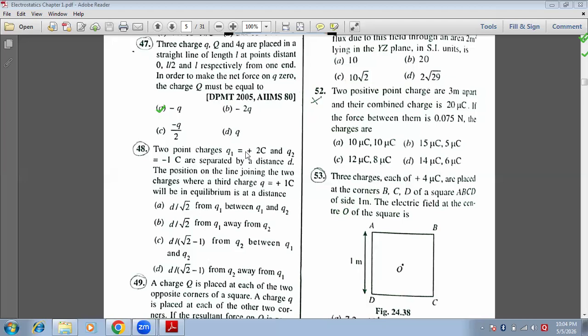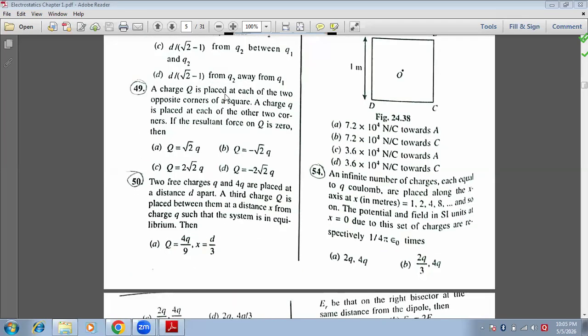Two point charges Q1, plus 2 Coulomb, and Q2, minus 1 Coulomb, are separated by a distance D. The position on the line joining the two charges where a third charge Q, plus 1 Coulomb, will be in equilibrium is at a distance: option A, d by root 2 from Q1 between Q1 and Q2; option B, d by root 2 from Q1 away from Q2; option C, d by root 2 minus 1 from Q2 between Q1 and Q2; option D, d by root 2 minus 1 from Q2 away from Q1. Correct answer, option D, d by root 2 minus 1 from Q2 away from Q1.